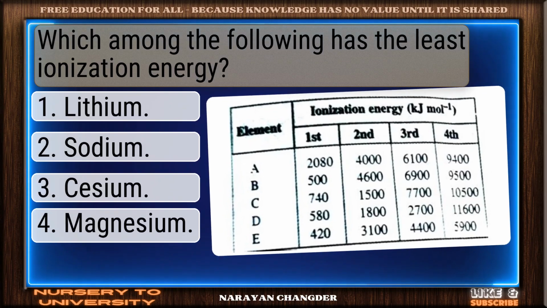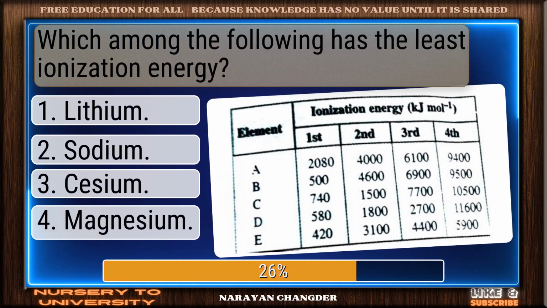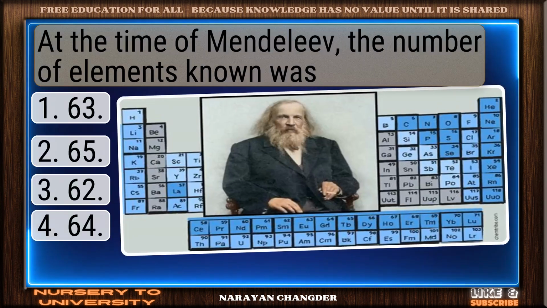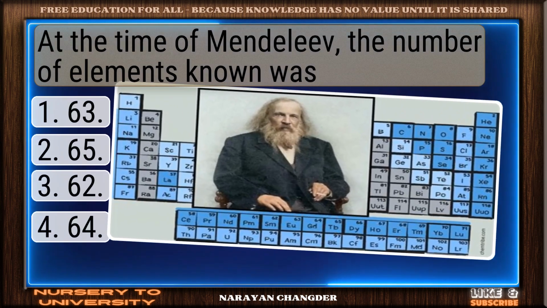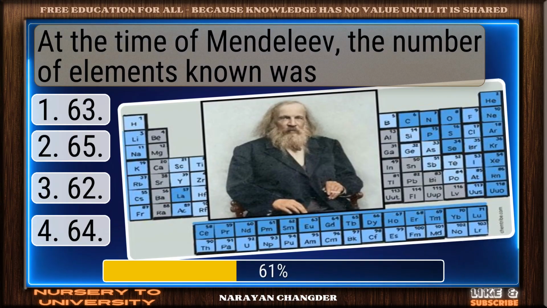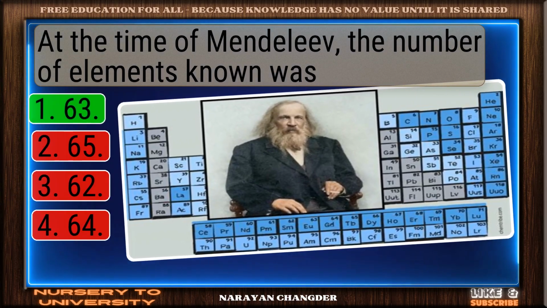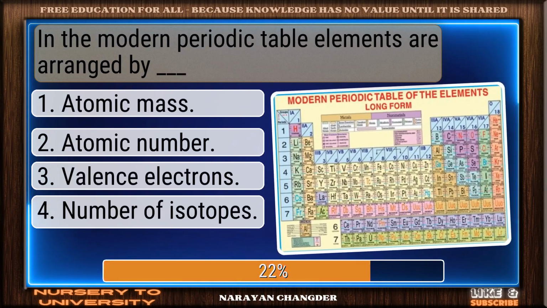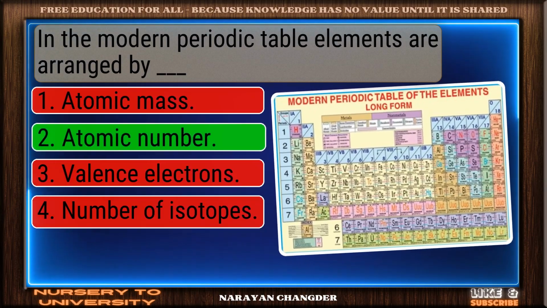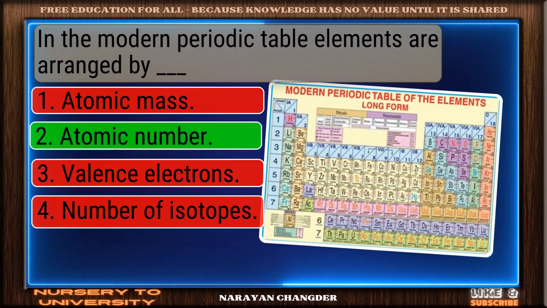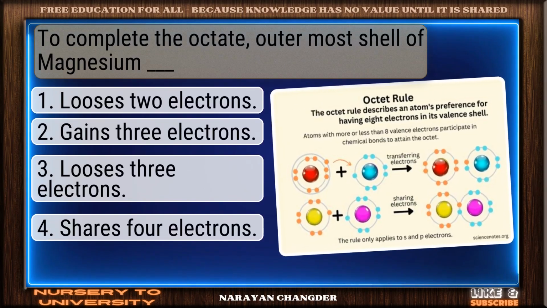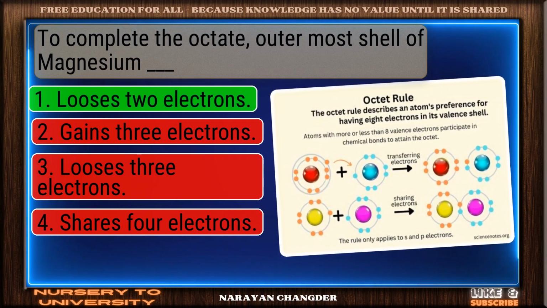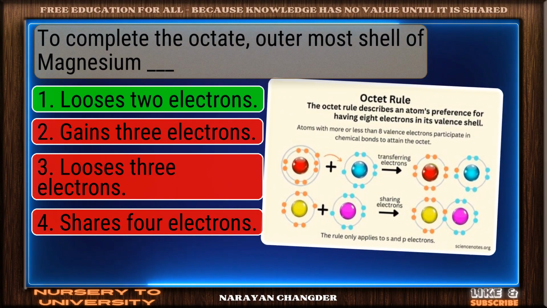Which among the following has the least ionization energy? Well done. Cesium is right. At the time of Mendeleev, the number of elements known was... Strong choice. 63 is right. In the modern periodic table, elements are arranged by dash. Correct. Atomic number is spot on. To complete the octet, the outermost shell of magnesium dash. Well picked. Loses 2 electrons is correct.